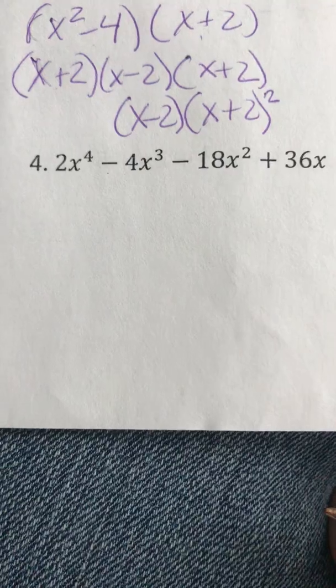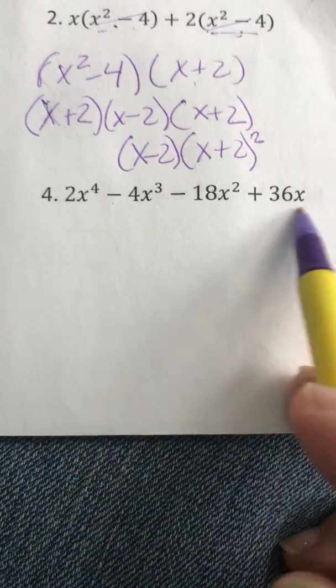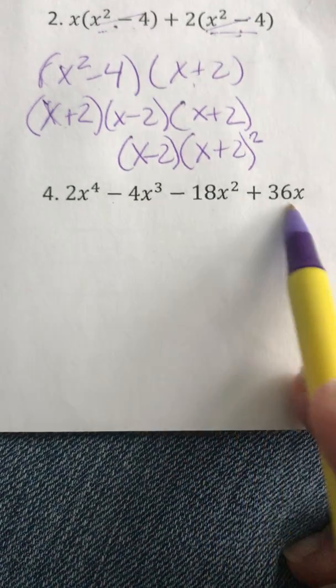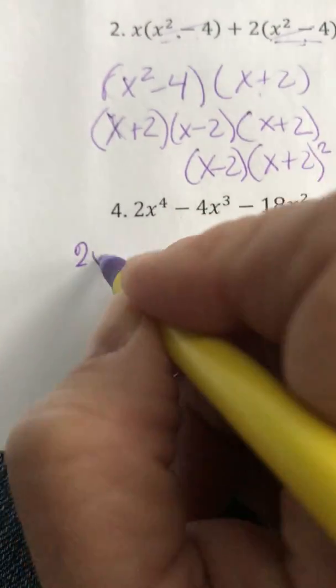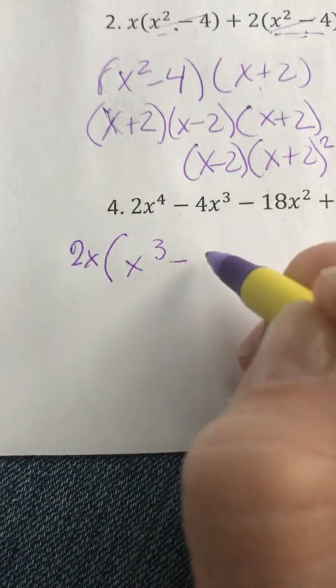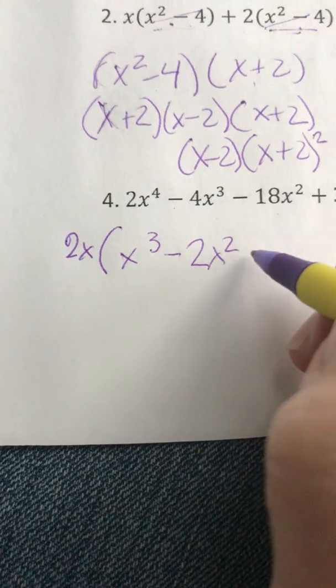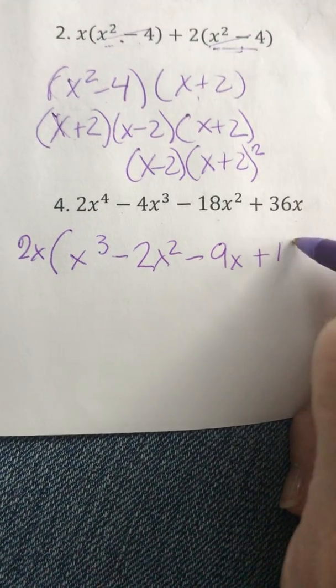Okay, all right, last one. Look first to see if there's a GCF to everything. A 2 goes into everything, so does an x. So I'm going to pull out a 2x. If I take a 2x out, I get x cubed minus 2x squared minus 9x plus 18.